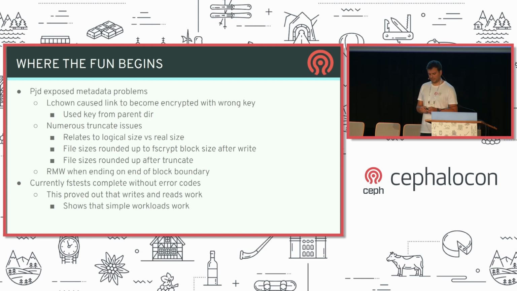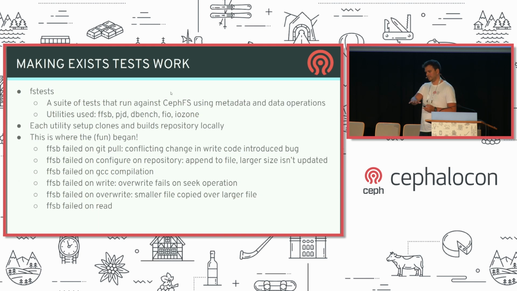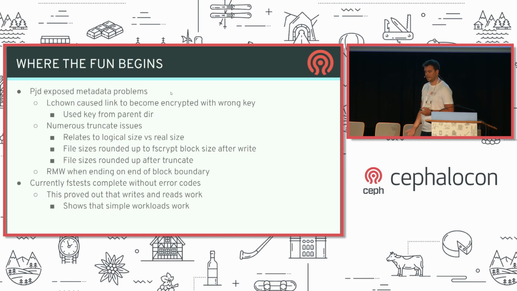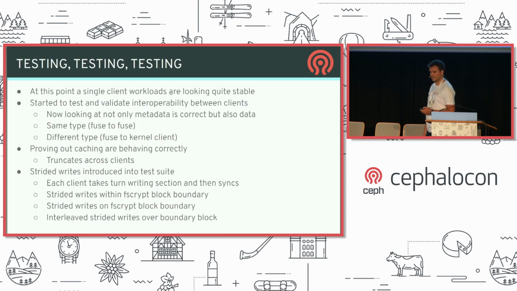And then, as shown on this slide, there are a wide variety of utilities used. Once after the first 2 were used, luck had it that all the other ones for data path worked without issue. So it proved out that reads and writes work, but also simple workloads, single client work as expected. Very confident that the single client workloads are stable at this point.